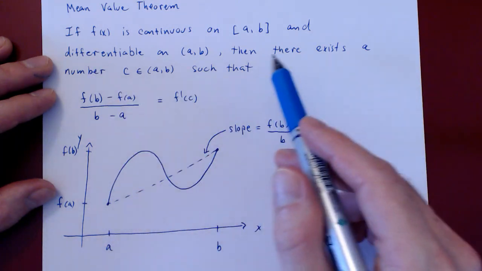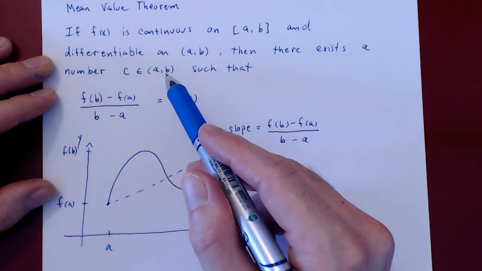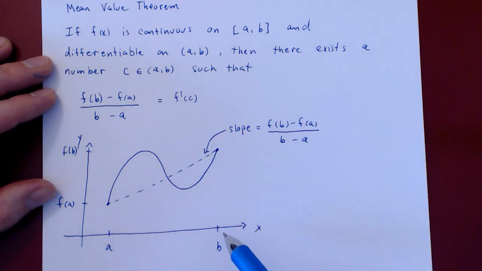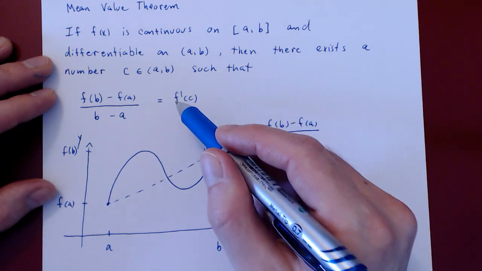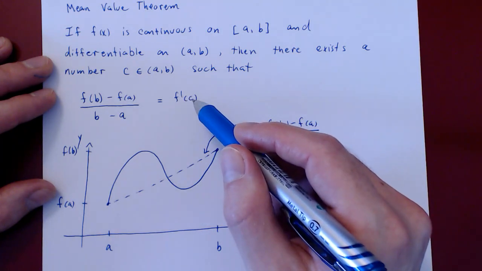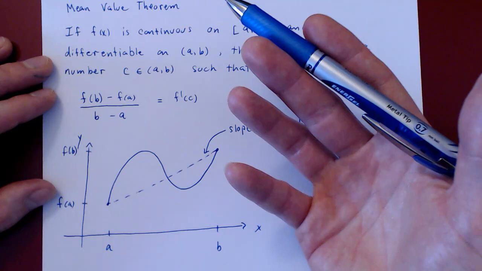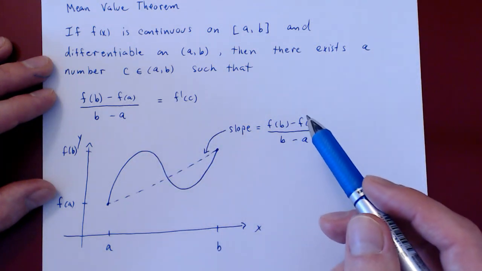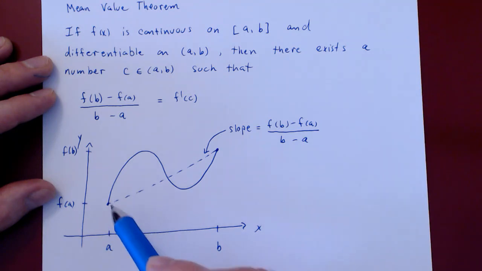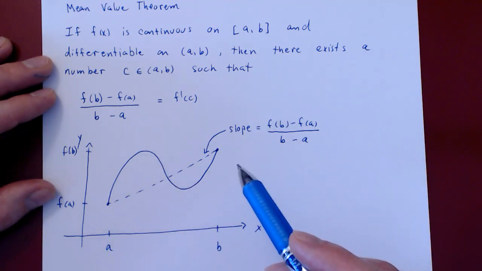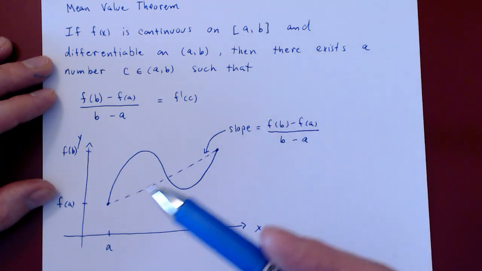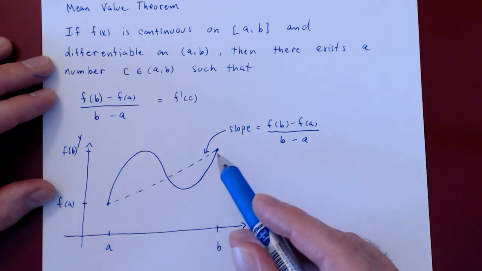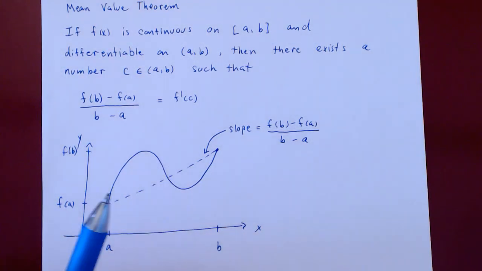So what the result says is that there must be at least one point in between a and b where the instantaneous slope of the function at c, the slope of its tangent line, is equal to its average slope on the interval. And if you look at the graph of the function, can you see at least a point where the tangent line would have the same slope as this line, right?